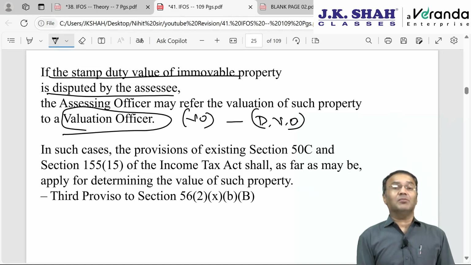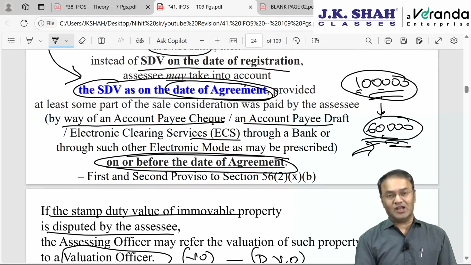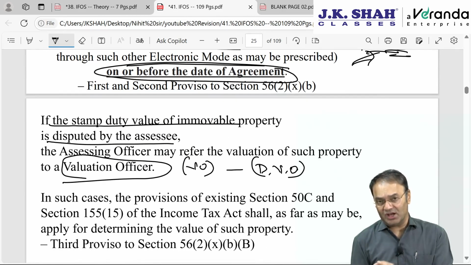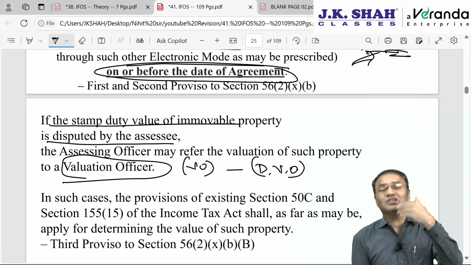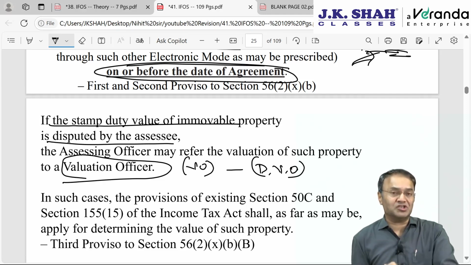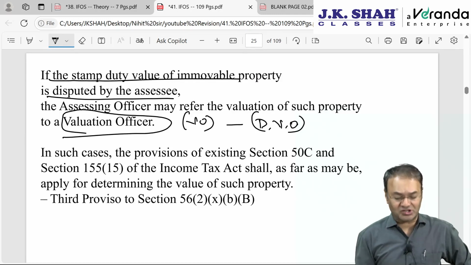The DVO will personally come and inspect the property. He will verify whether it genuinely can fetch 60,000 or whether it can fetch 1 lakh rupees, whether the assessee is lying or genuine. The VO will physically come and verify. The VO will visit the nearby vicinity also, speak to some people, and go to the registrar's office and find out whether this property can fetch 1 lakh or 60,000.